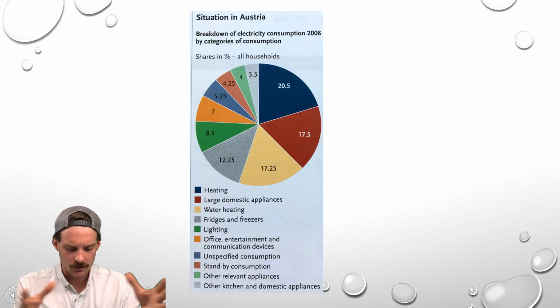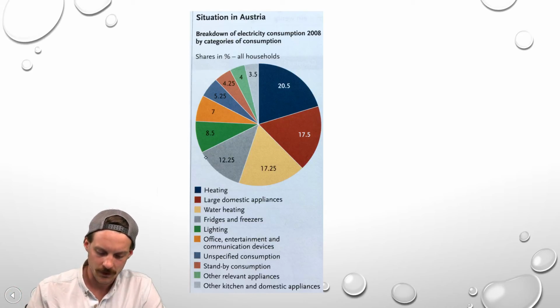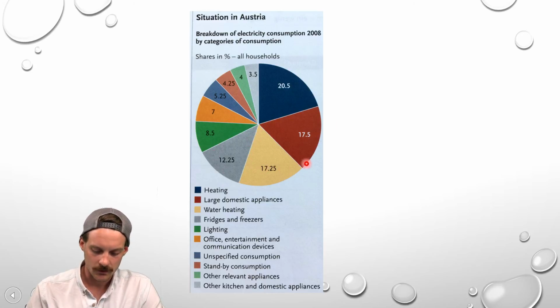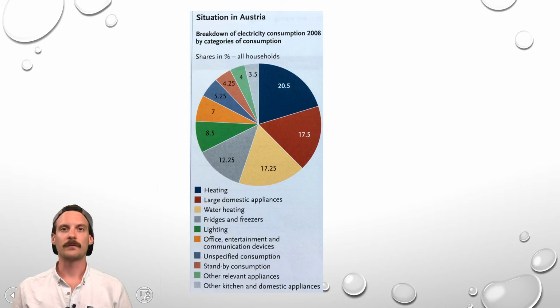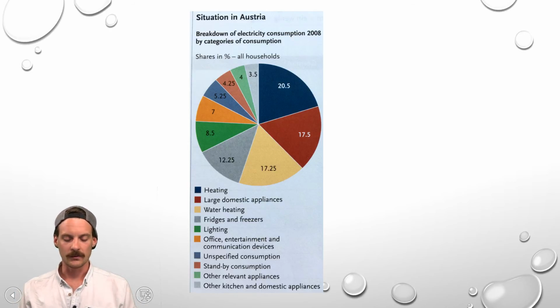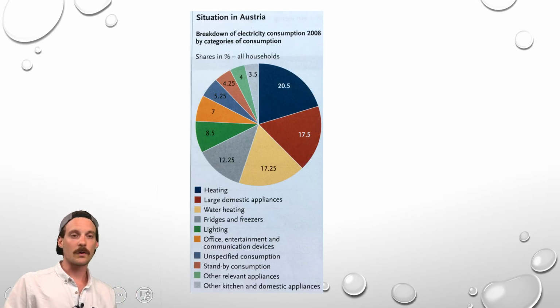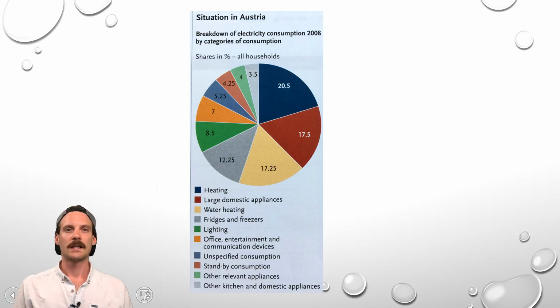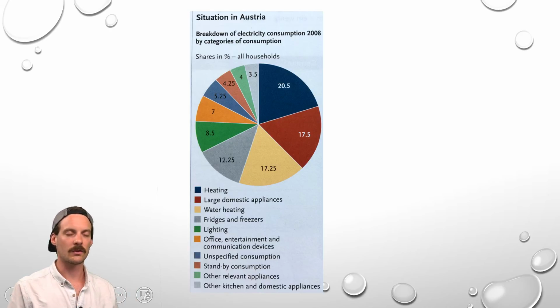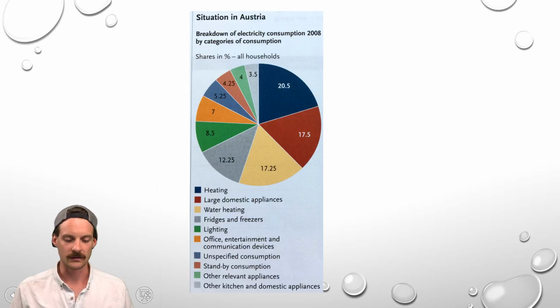And then you could also, I think, because it's quite interesting here, those three: the large domestic appliances, the water heating, and the fridges and freezers, take up almost half of all the electricity consumption in our household. So, in all households actually. So you could start with: it's quite surprising to me that the categories large domestic appliances, water heating, and fridges and freezers take up almost half of all households' electricity consumption.